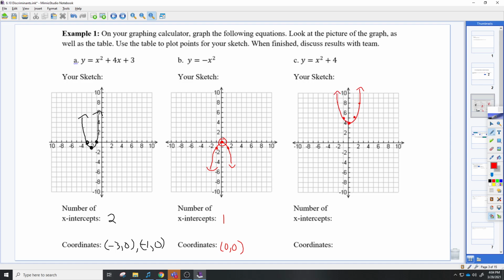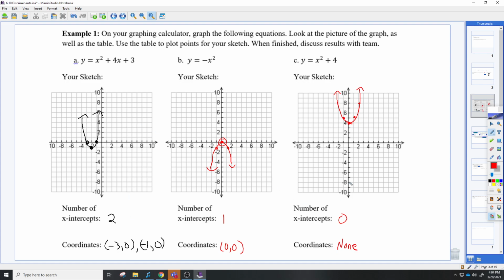And so we can look here and clearly see that there is no x-intercept, 0. And what coordinates? There's none. So we'll say none. So these are the only possible options. No matter where you draw a parabola, the happy or sad face, you're either going to have 2 x-intercepts, 1, or 0. In other words, you're going to have 2 roots, 1 root, or 0 roots.